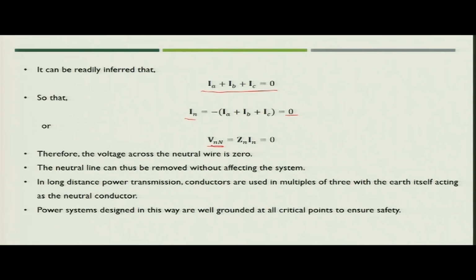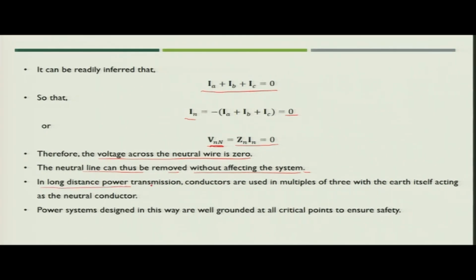In that case, the voltage difference between source neutral and load neutral will be equal to 0, because there is no current flowing. Therefore, the voltage across the neutral wire will be 0. So, the neutral line can thus be removed, because there is no current flowing, and this is economically very important to understand: if the system is completely balanced, the neutral wire is not required, and we can save the cost of laying the neutral wire from source to load.